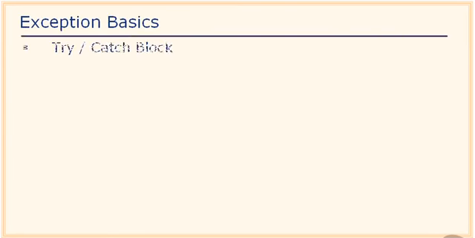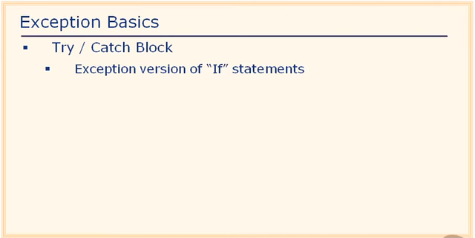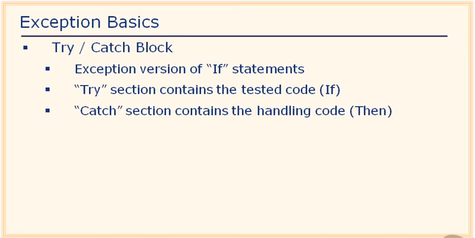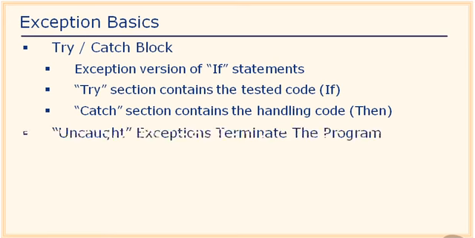Now the way we implement exceptions in C++ is using a try-catch block. This is the exception version of if statements. We're basically going to write the code that we think might throw an error into a try section, and really what we're saying is if you have any errors here, then do something. The catch is really the exception version of the then portion of an if-then statement. If this happens, then do this. Try says, try this code. If you have an error and an error is thrown, then catch it in the catch section.